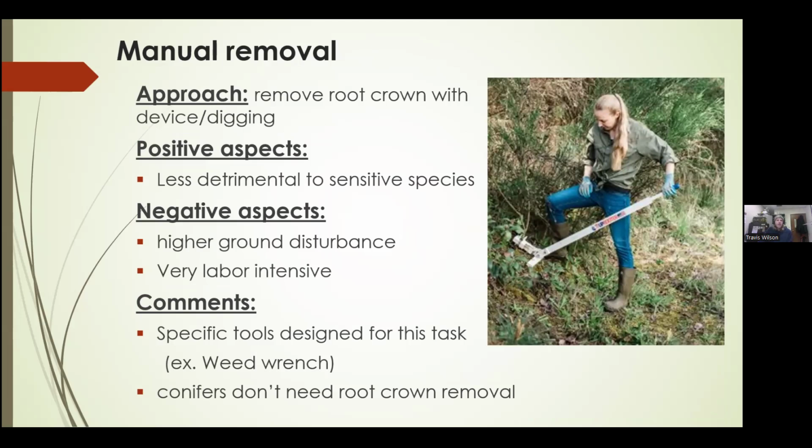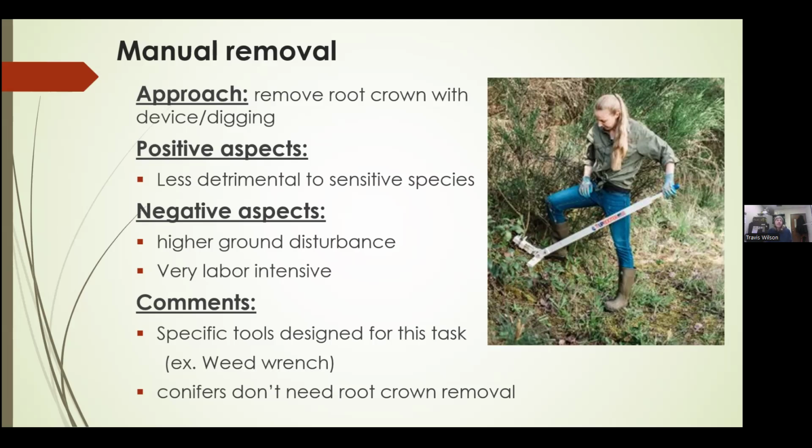But the first one is manual removal. The approach to this is you want to remove the crown by either digging or removing it completely. A positive aspect of this option is it's less detrimental to non-target species, assuming that you don't disrupt the soil too much removing those plants, and it allows you to target those and know that what you're pulling out is what you're killing.